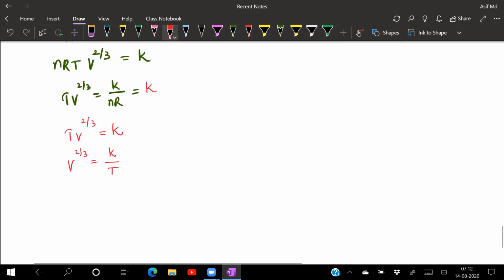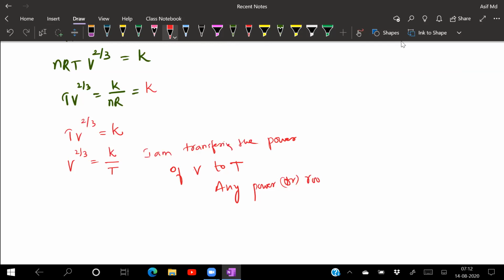Now see here, V to the power of 2 by 3 is equal to a constant by T. What I'm doing is transferring the power of V to T. Can I transfer the powers? Yes, sir. You remember that, any power or root, it will be a constant, beta.